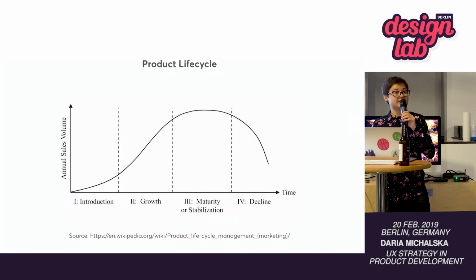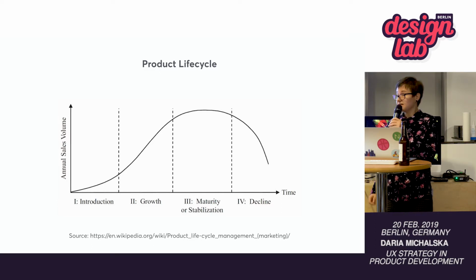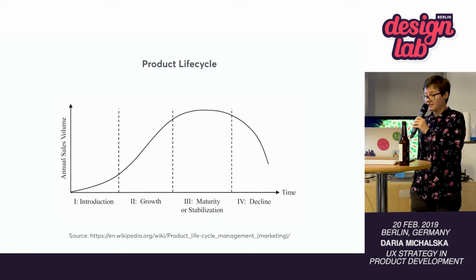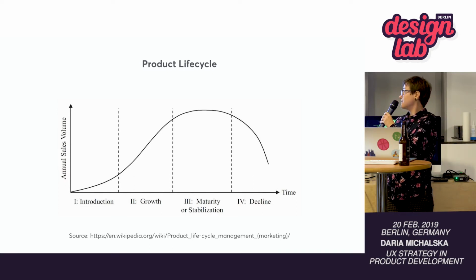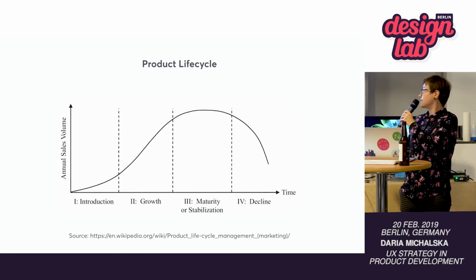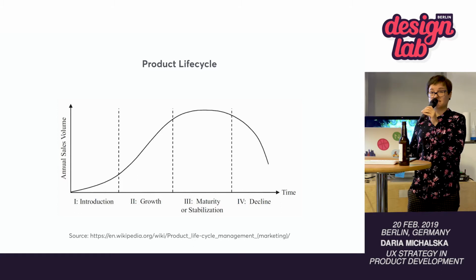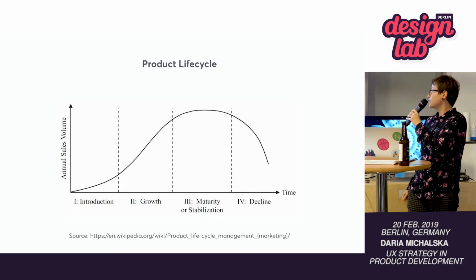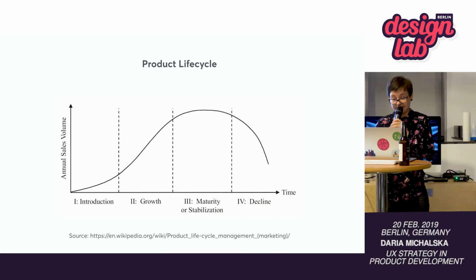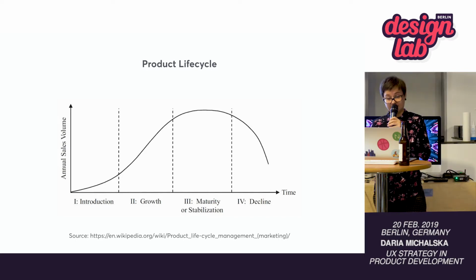So the product lifecycle chart shows how the product sales are distributed relative to the flow of time. As you can see, it's divided into four main phases, starting with product introduction, then product growth, then product maturity, and then the decline. And in the next slides, I will discuss which UX methods are more fitting for each of those stages.